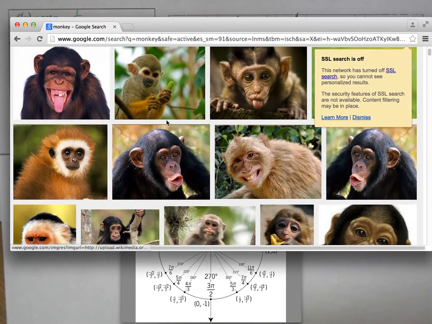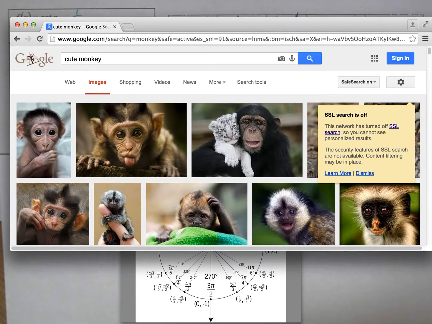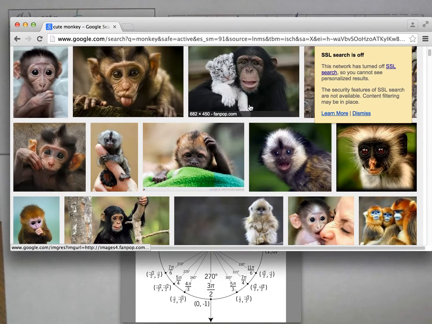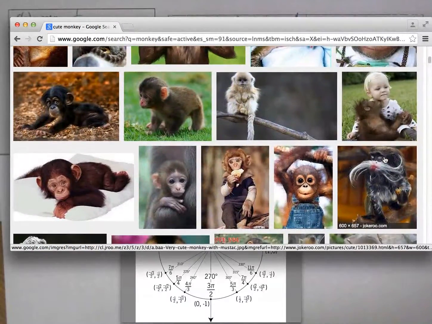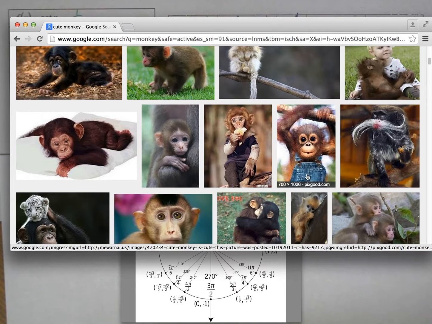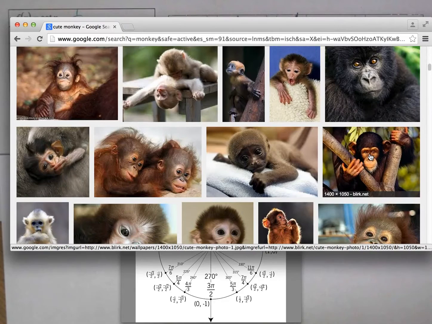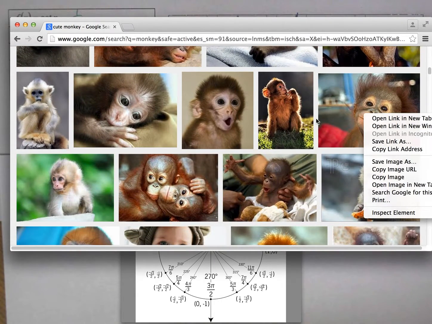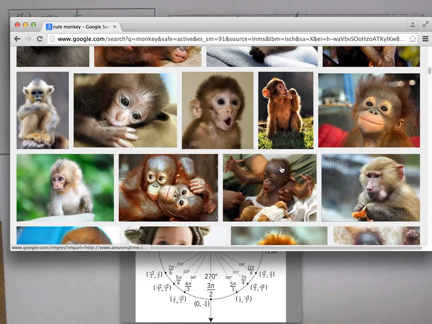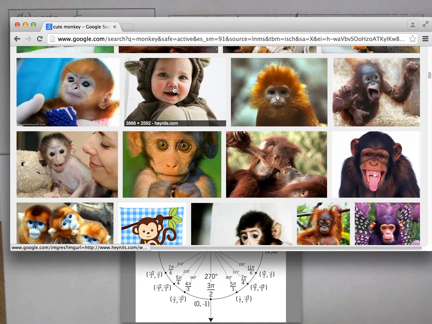There's some cute monkeys for you. I bet if I type cute monkey, it's even cuter. Oh, he's holding a tiger. Oh, that's one on my background. Oh, I like those ones. Oh, look at that guy. That guy has a cool mustache. He's really happy. That guy just caught a really big fish. That's actually not a monkey at all.